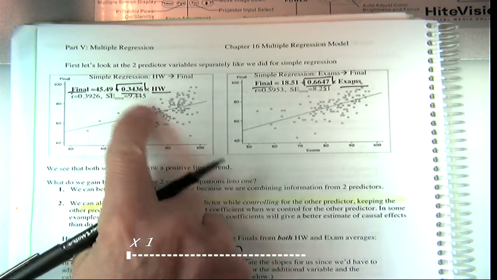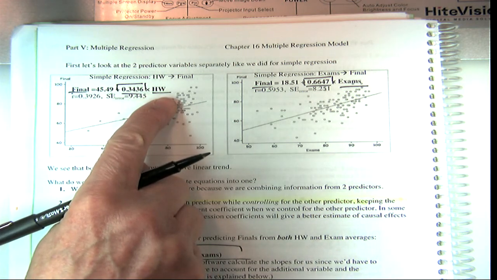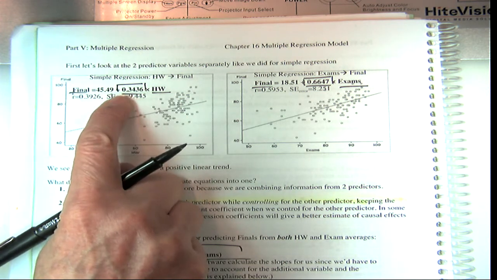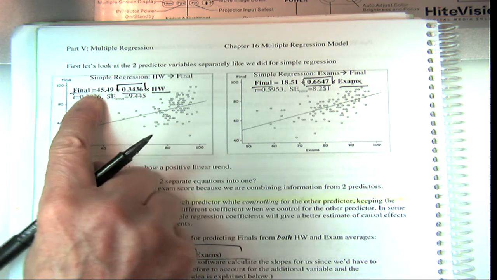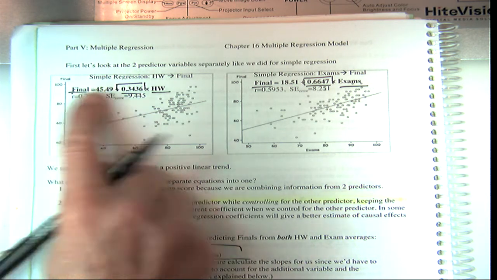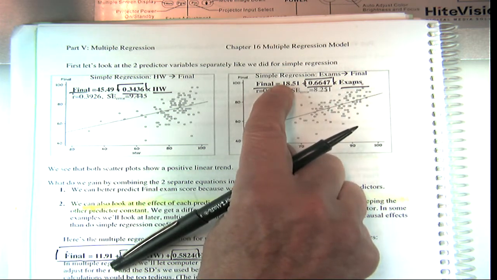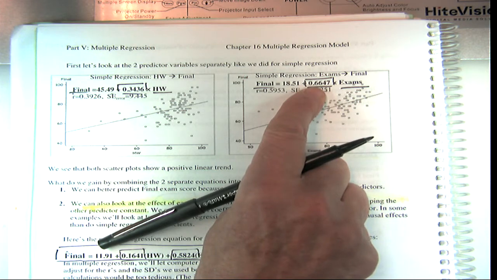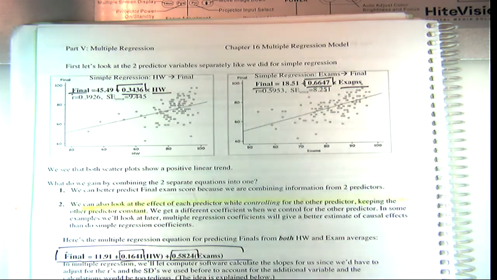If you just look at this effect, what is the slope saying? For each additional homework point that somebody has, as you go from a 66 to a 67 homework average, you'd expect 0.3436 additional points on their final, on the average. And just looking at this slope, it says as somebody's exams increase by 1 point, their best prediction for the final increases by 0.6647. So that's a stronger effect. They're both basically in the same unit, so exams have a stronger effect, and that makes sense.